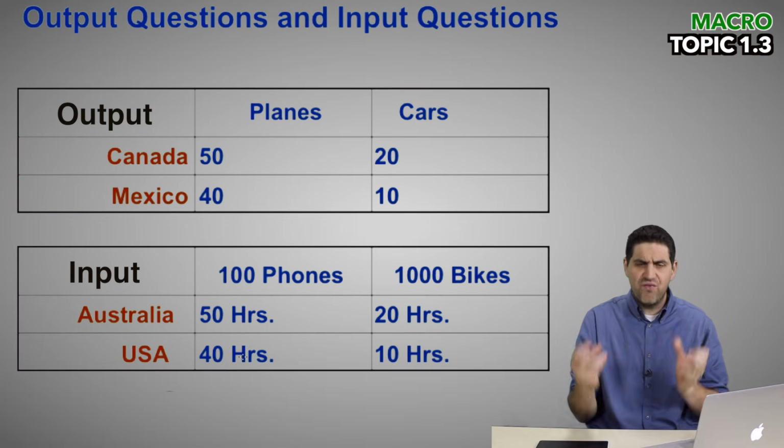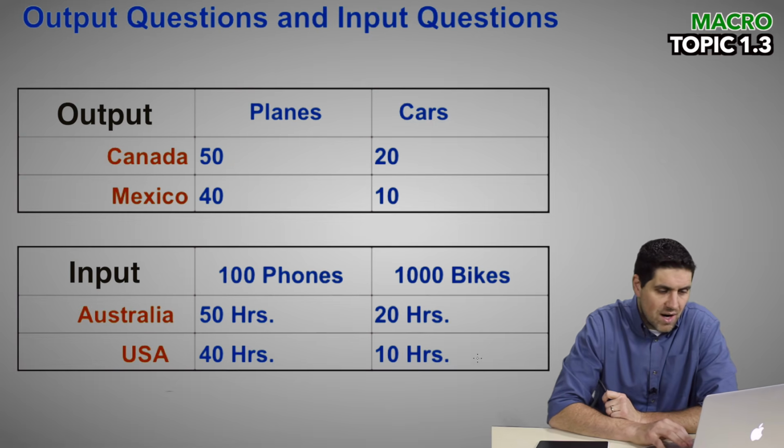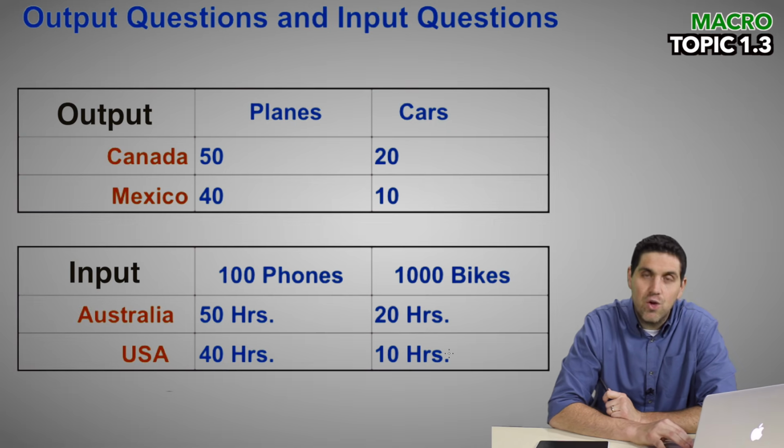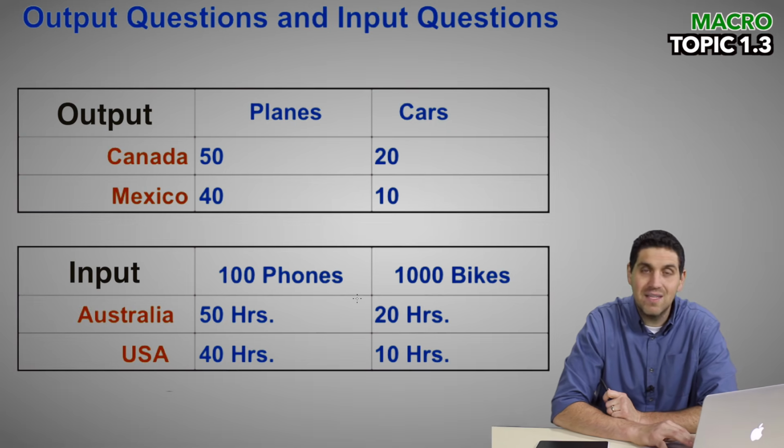It's better to use fewer resources, in this case fewer hours, to produce the phones. And over here, who has an absolute advantage in the production of bikes? Well, the US, they take fewer hours. Notice the numbers are exactly the same. They're exactly the same numbers, 50-40, 20-10, 50-40, 20-10.